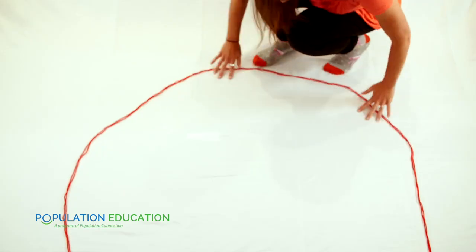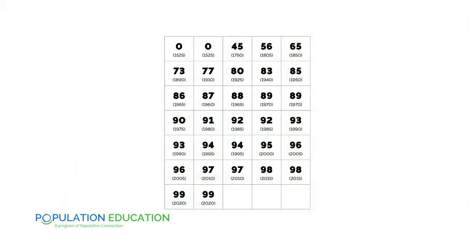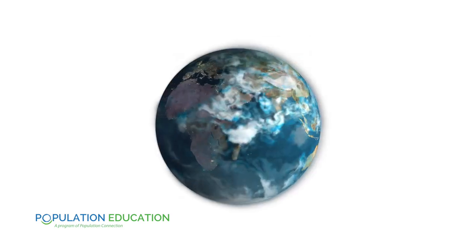To prepare for this interactive activity, you'll put a large circle of yarn on the ground and cut out the 32 counting cards provided in the lesson plan. I'll narrate as I would in class. The circle of yarn represents the Earth, and today we're going to travel through time to experience how the population of the Earth has changed over 500 years. The way that we travel through time is by counting.